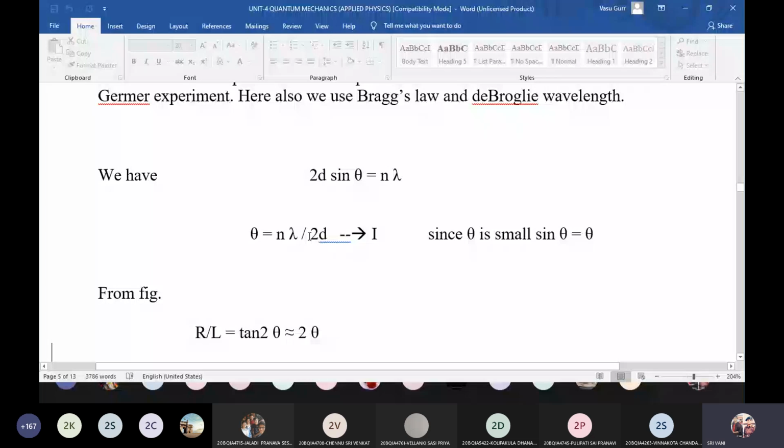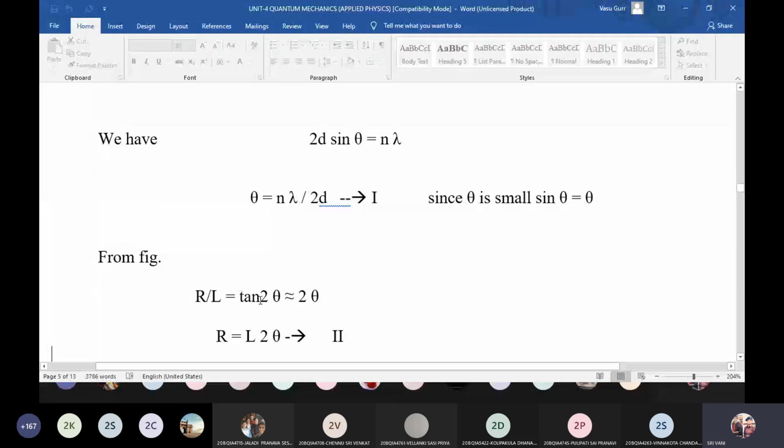Why we get 2 theta here, observe the diagram. In the diagram, we have considered two paths of the light. For these two paths, theta and theta, the combined angle is 2 theta. That's why if we apply the tan function, tan 2 theta is equal to the opposite side, the radius of the ring, by the adjacent side, the length. L is the distance from the foil to the screen.